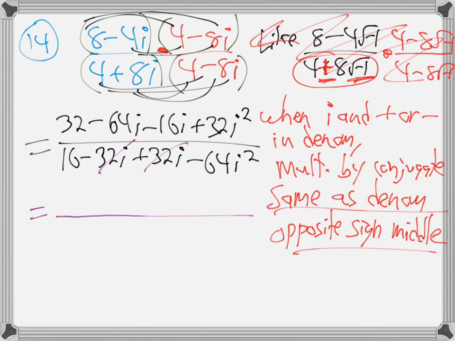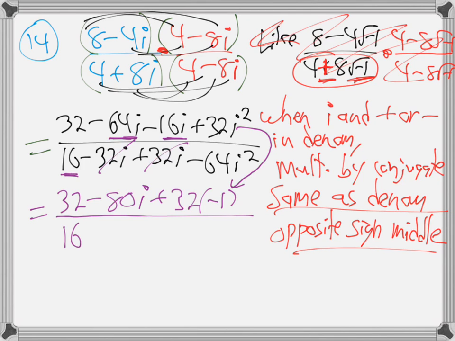So what happens on the top? We've got 32 minus 64i and minus 16i, is that 80i? Plus 32i squared. Now what do we do with i squared? Change it into negative 1. On the bottom, we have 16 minus 64i squared, and this one also becomes negative 1. So those i squareds on the top and the bottom both become negative 1, don't they? Everybody see what happened there?